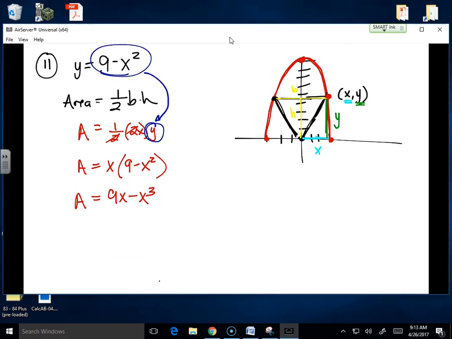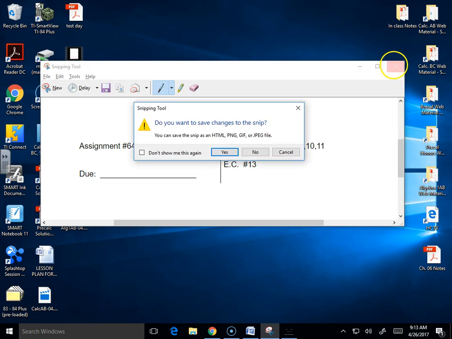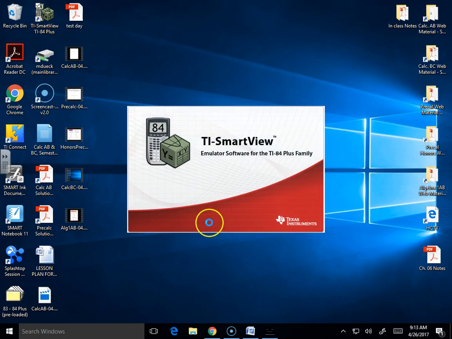Now our goal is to maximize, and in order to maximize, what are we going to do? What do I have open? Just waiting for us to use. Calculator. Do you have it open? Yes, you did. Okay, we can find a maximum. We can find a maximum on our calculator.